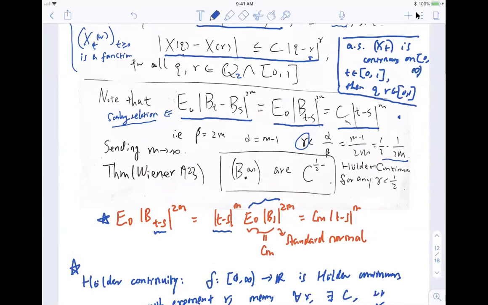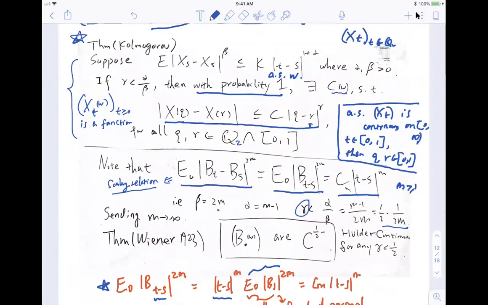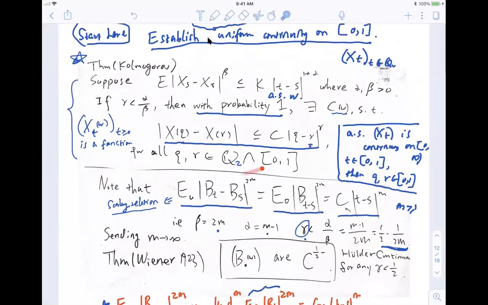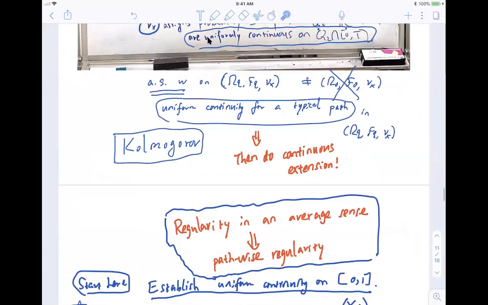This holds for any integer m. So we can use the Kolmogorov continuity result, where beta is 2m and alpha is m minus 1. We can choose any gamma less than alpha over beta. Since m can be chosen arbitrarily large, as long as gamma is less than 1/2, we have Holder continuity for the typical Brownian path. So we know from this theory that the typical Brownian path is 1/2 minus epsilon Holder continuous. We can then just use this theory.